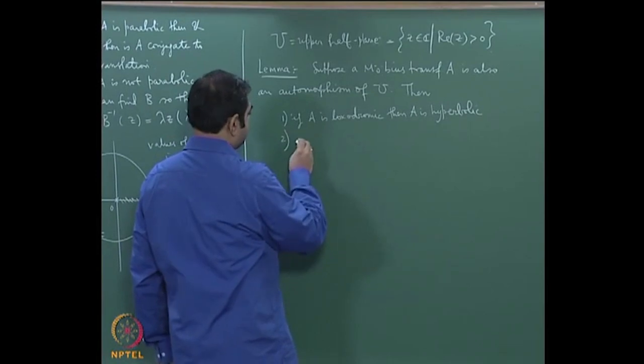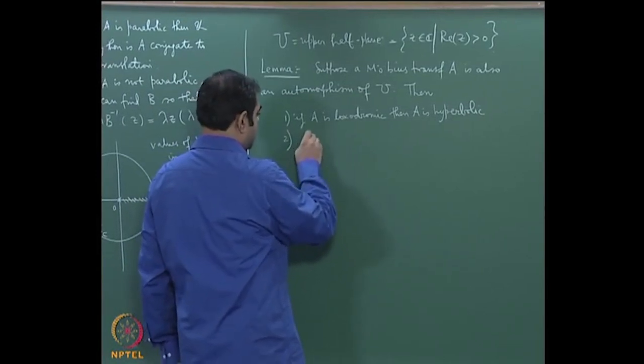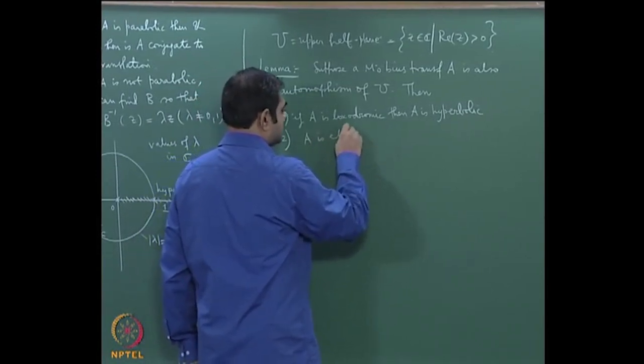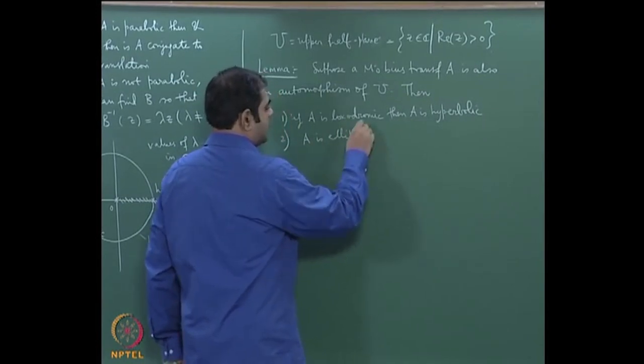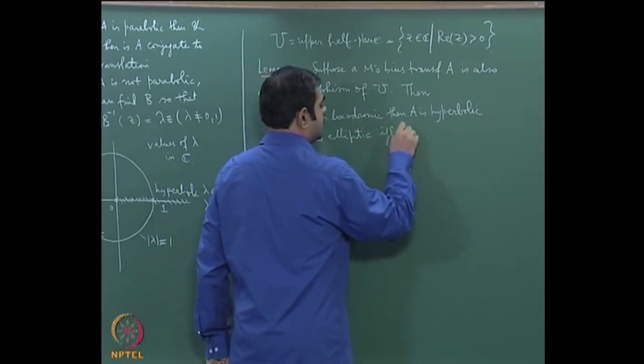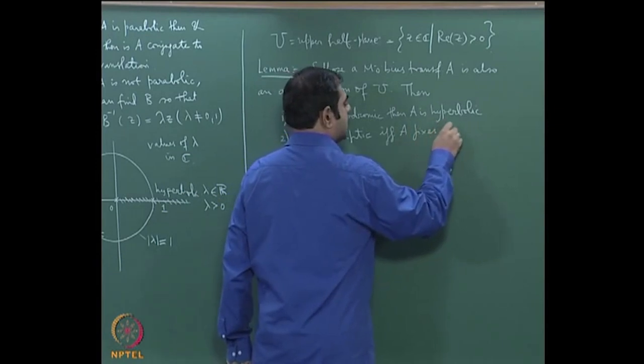Then the second thing is, A is elliptic if and only if A fixes a point of U.